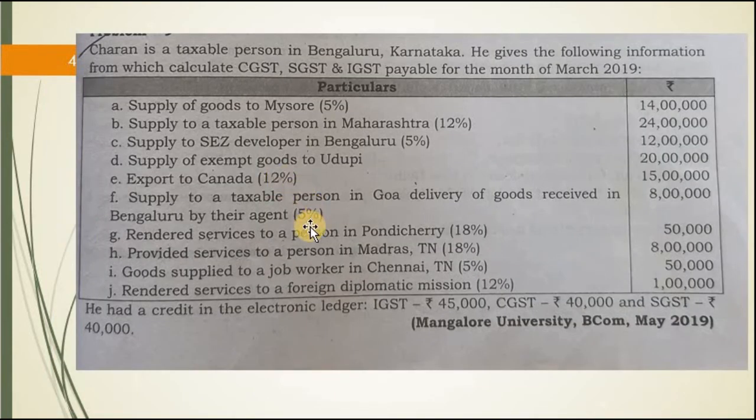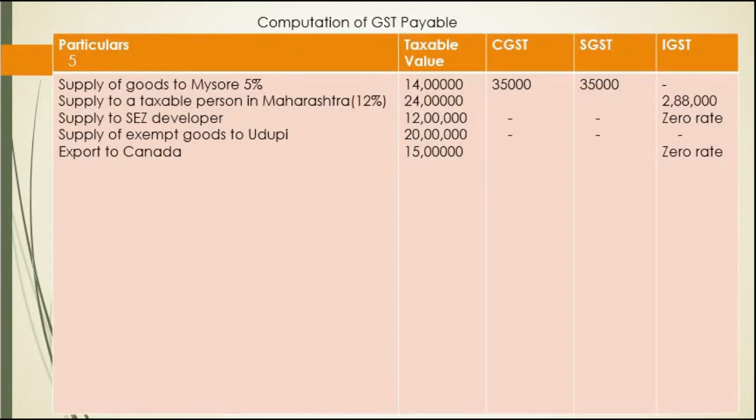Next one is supply to a taxable person in Goa, delivery of goods received in Bangalore by their agent. Now which type of transaction is this? You are supplying to a person in Goa, that means it is interstate. So IGST has to be paid even though the goods are received in Bangalore. So this is very important, where it is supplied. It was supplied in Goa, where the principal place of business is, so that's why it is considered interstate. So that means IGST has to be paid.